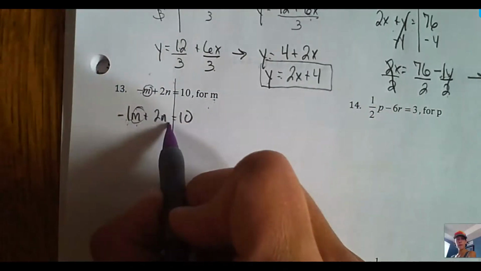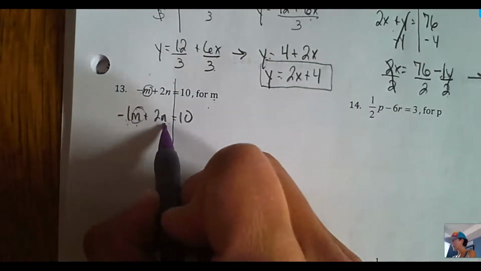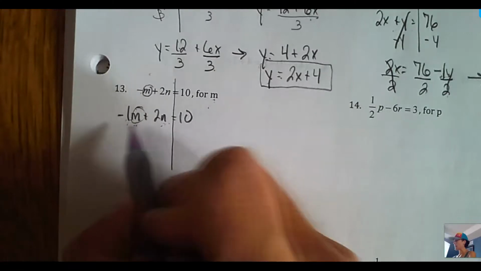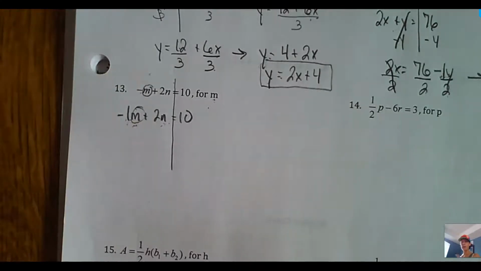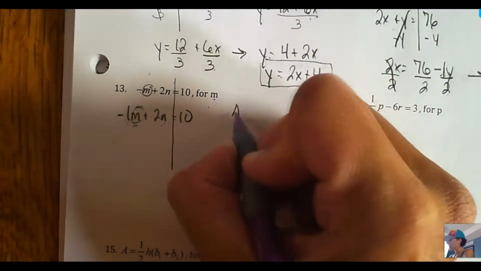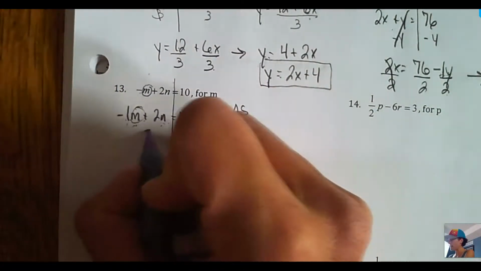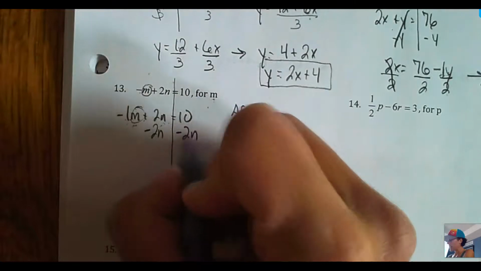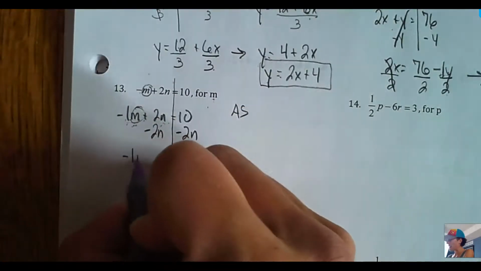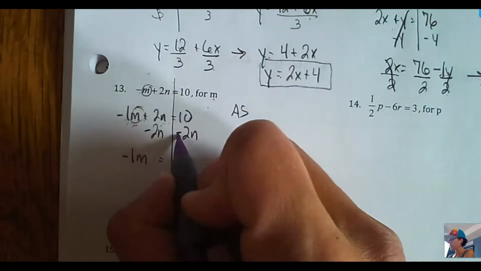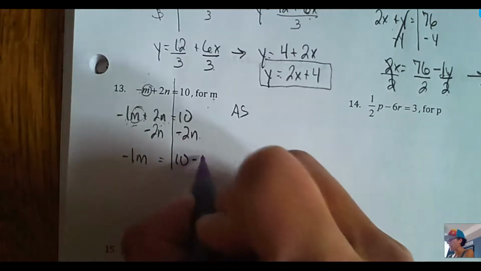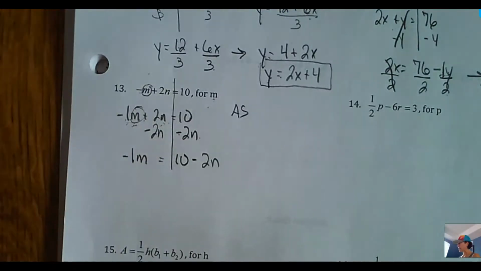So again, no parentheses. I cannot combine these. These are not like terms. And since these are the same or different variables, I don't need to move one to the other side. So the addition, subtraction, I'm going to move the 2n first because it's adding. And on this side I have -1m equals 10 subtract 2n. Since these are not like terms, I'm just going to write it out exactly as I said it, but left to right.